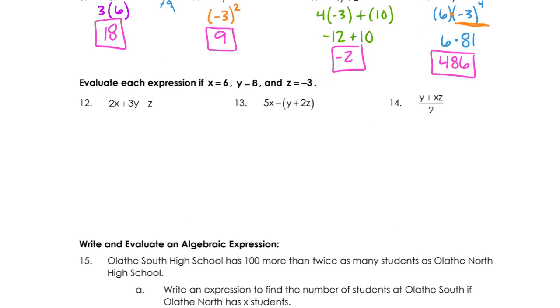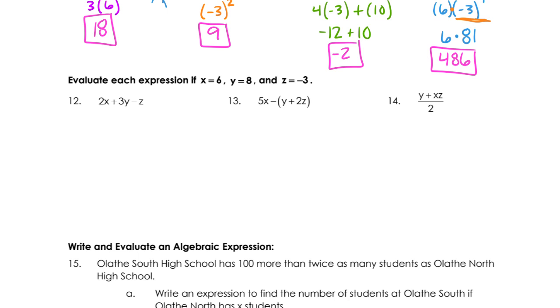Now we have 12 through 14, same exact idea here, but you'll notice that these are a little bit longer. So again, we have to be very careful about parentheses and all of that stuff. Looking at number 12, also notice they changed the values on us. So please make sure when you're doing your homework, you pay attention to if the directions have changed, whatever it may be. So with that being said, let's look at number 12 here.